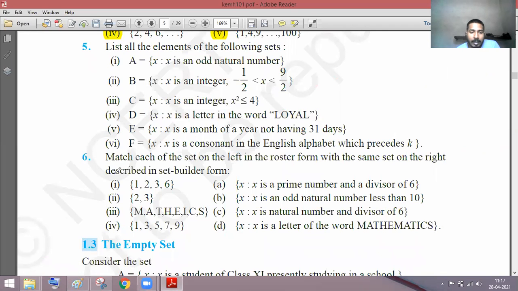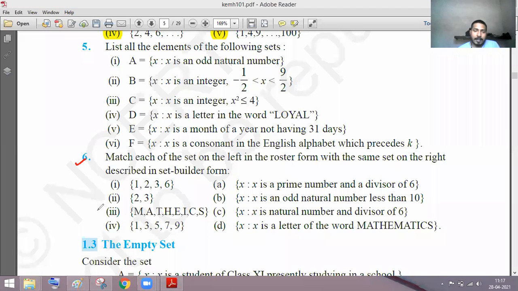Now try to solve question number 6. Match each of the sets on the left in the roster form with the same set on the right described in the set builder form. 1, 2, 3, 6, then 2, 3, then M, A, T, H, E, M, A, T, I, C, S, then 1, 3, 5, 7, 9. Tell me which set will be matched with which option.